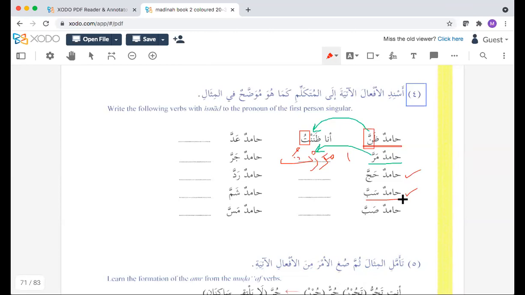أنا سببت. أحسنت. And then we have ثاقب صب.